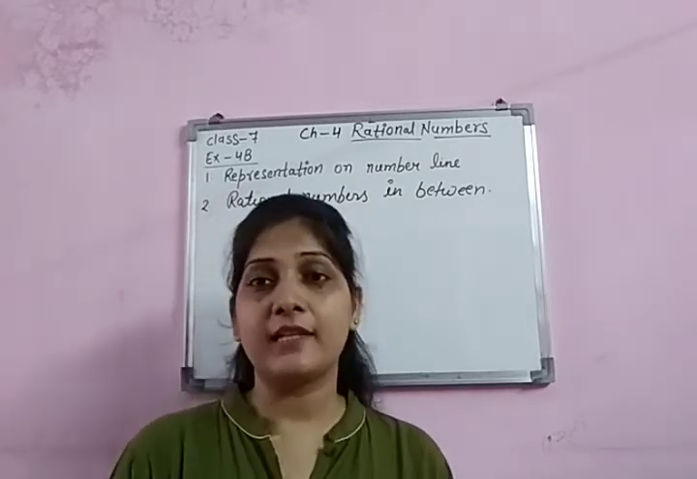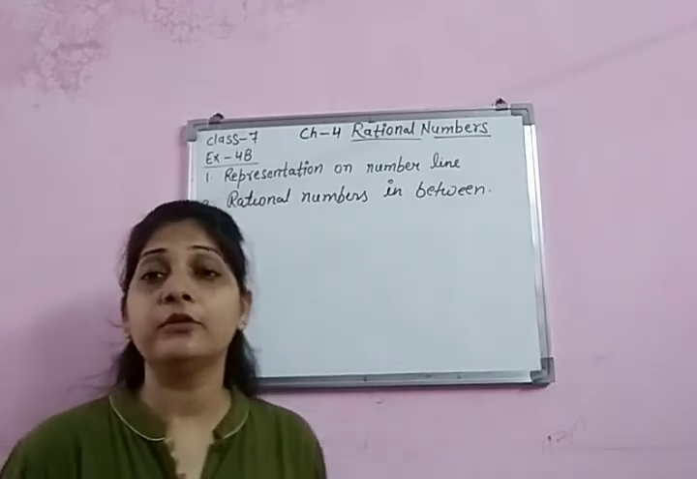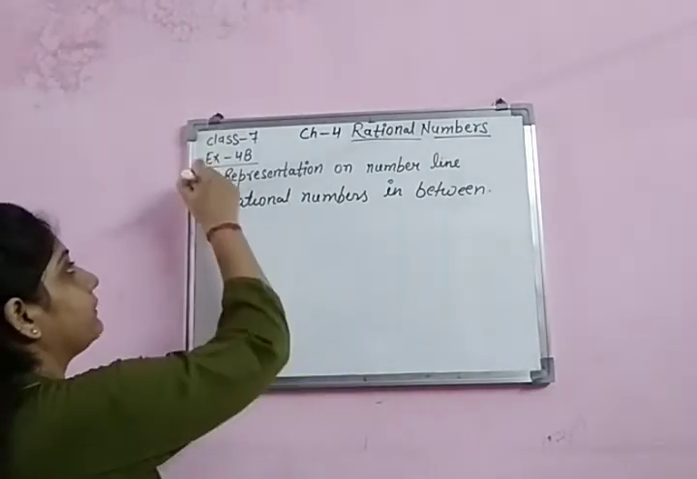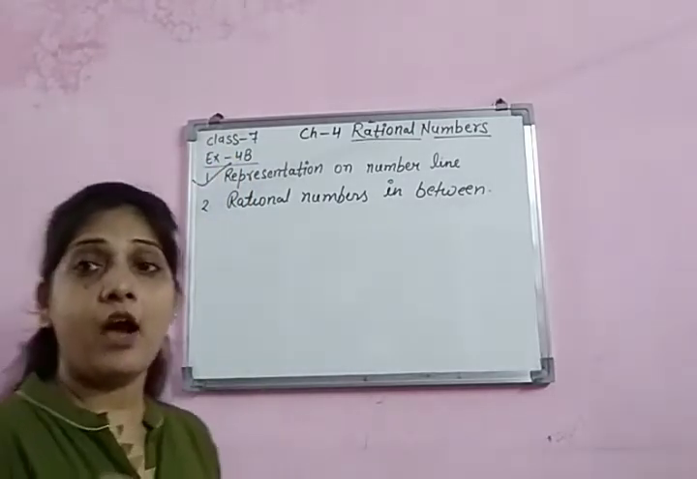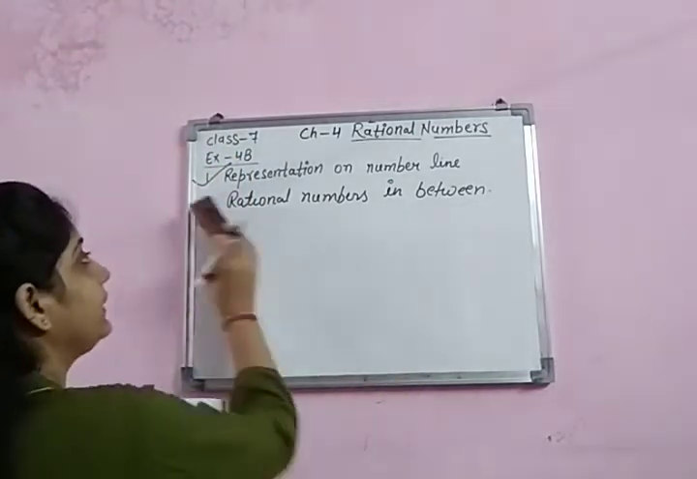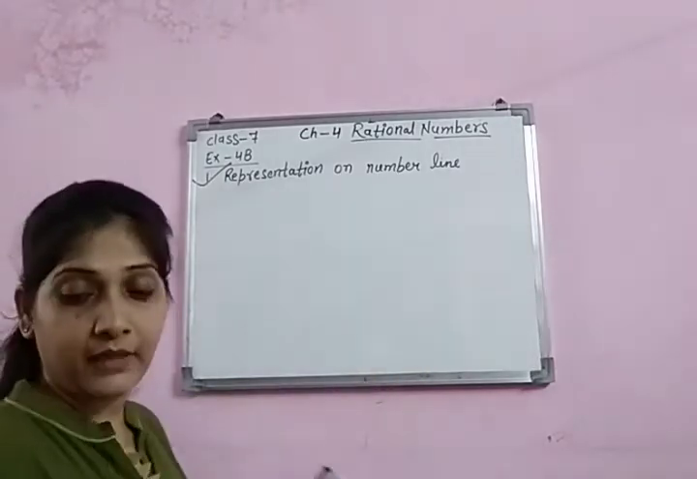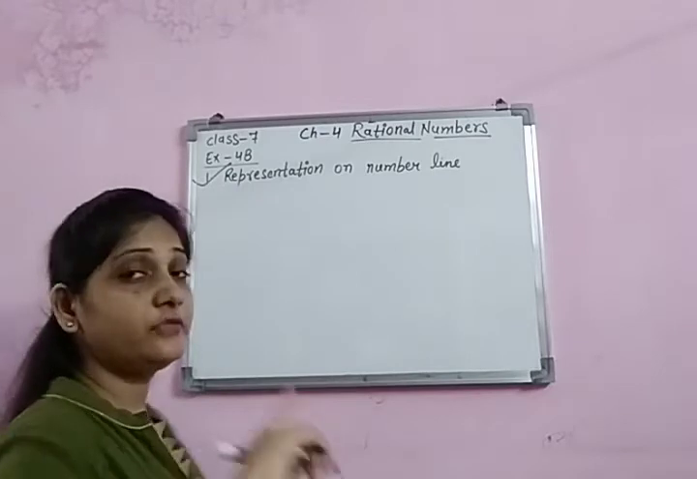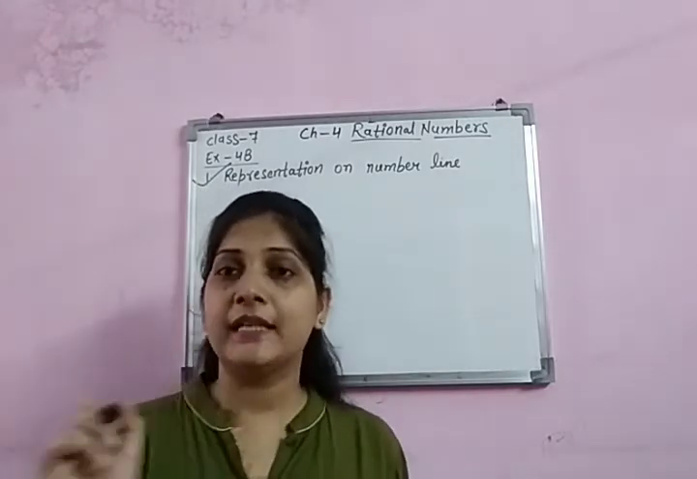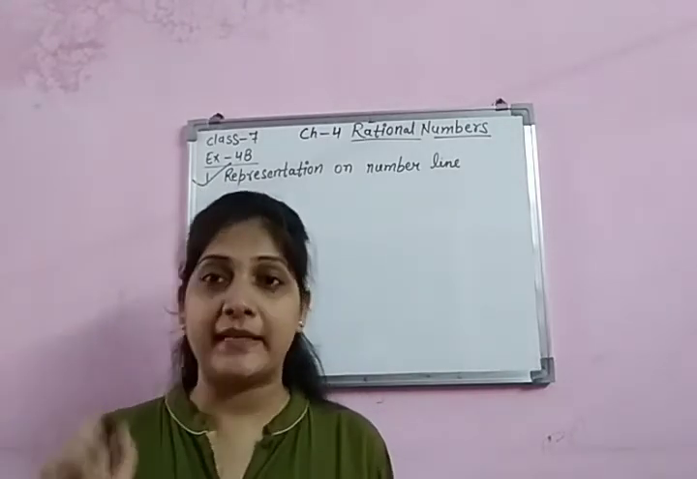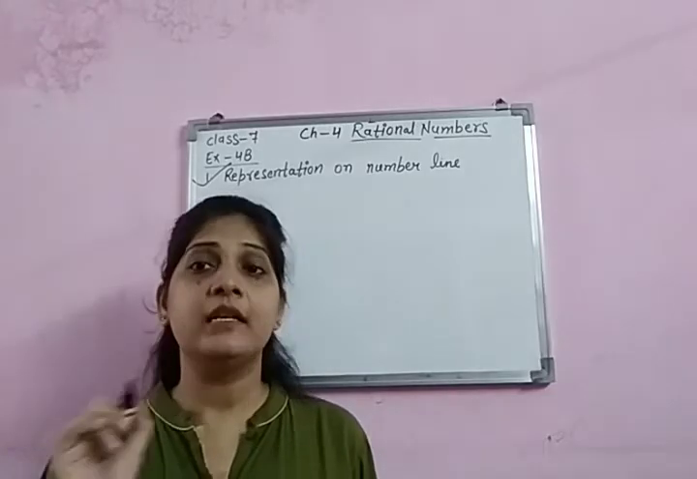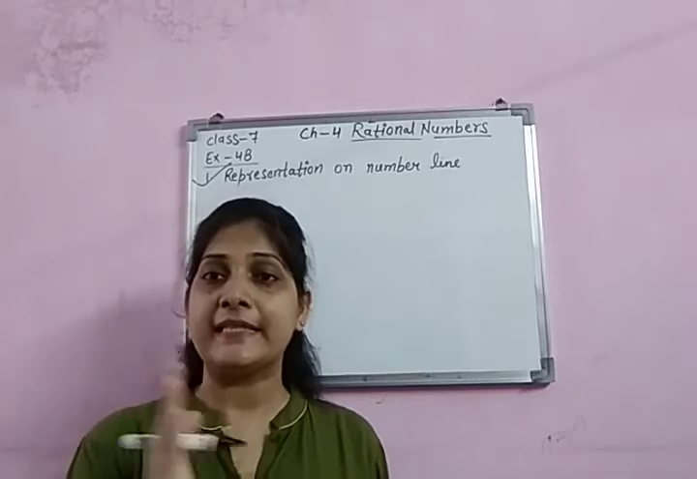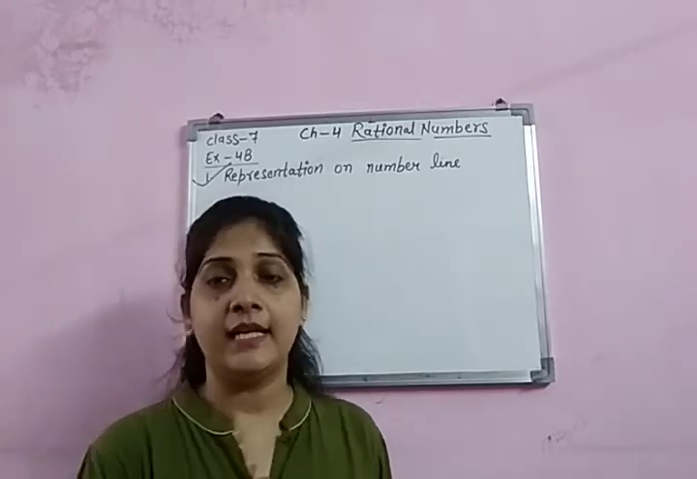So from exercise 4B only, I will explain you first. The first topic, representation of rational number on number line. How can we represent a given number on number line? So let me share some basic points first of all. Whenever you are making a number line, you have to use pencil, a sharp pencil, scale. Keep your stationery properly along with you, pencil, eraser, sharpener and scale.